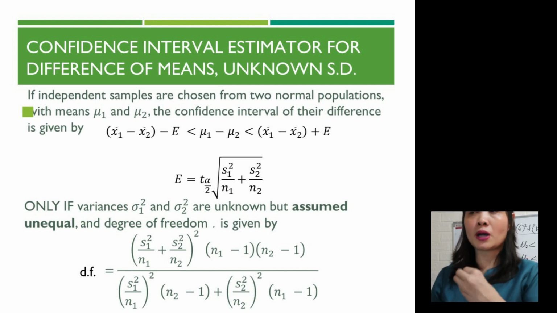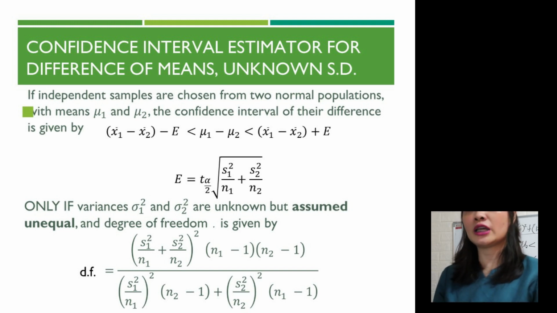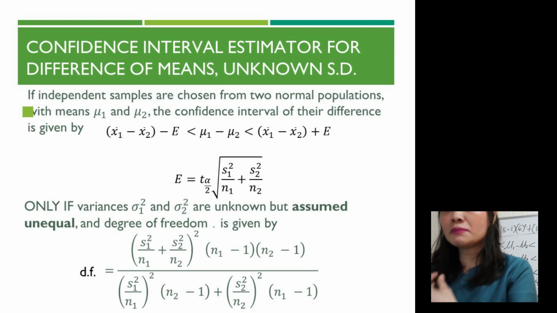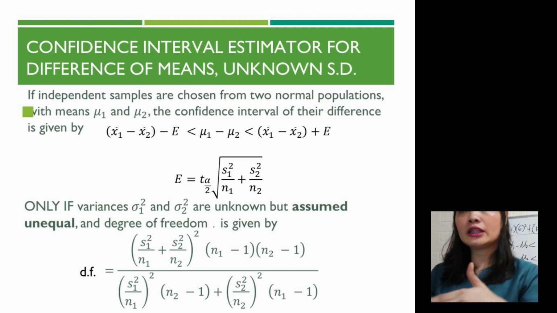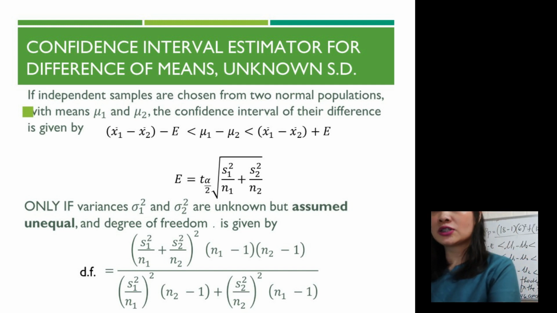The confidence interval estimator for the difference of means with unknown standard deviation applies if independent samples are chosen from two normal populations with means mu sub 1 and mu sub 2. The confidence interval of their difference is given by mu sub 1 minus mu sub 2 greater than the difference of the two sample means minus the margin of error, but less than the difference of the two sample means plus the margin of error. Take note.